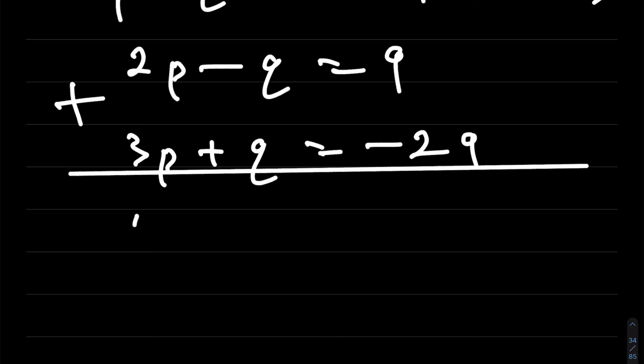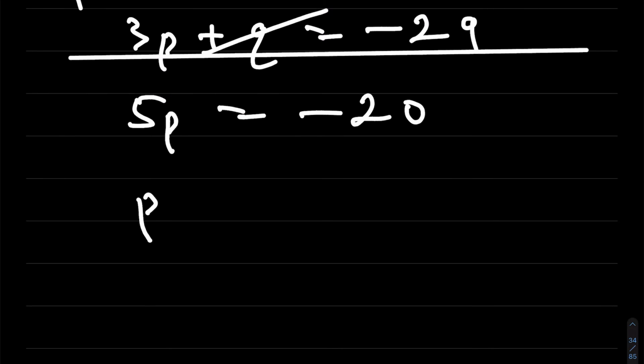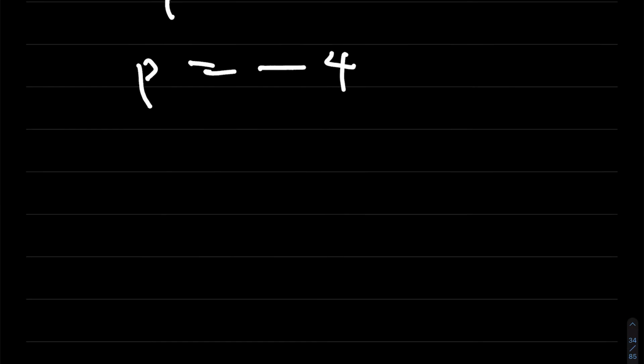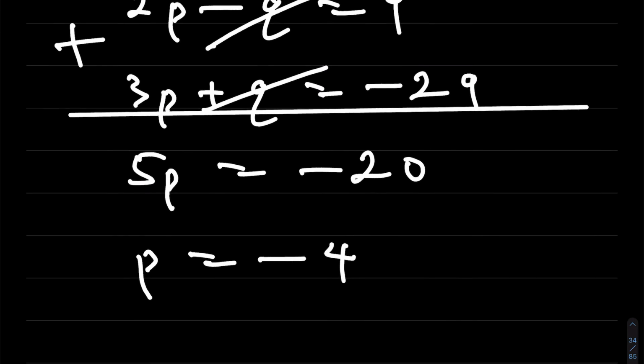2p plus 3p is 5p. Minus q plus q is 0. 5p equals 9 minus 29 is minus 20. And that simply means p is minus 4 if you divide both sides by 5. Now I can put p in equation 1 to get q.